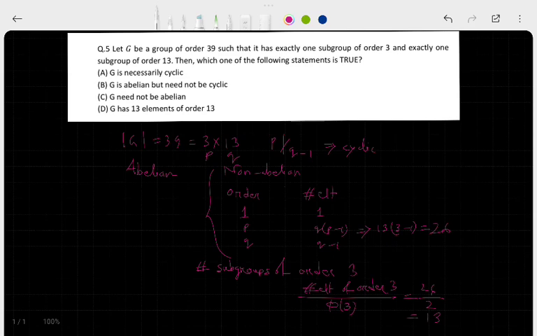But in our question, if you see, there is exactly one subgroup of order 3, so we are getting a contradiction if we take the group to be non-abelian. So it cannot be non-abelian, so it must be abelian.